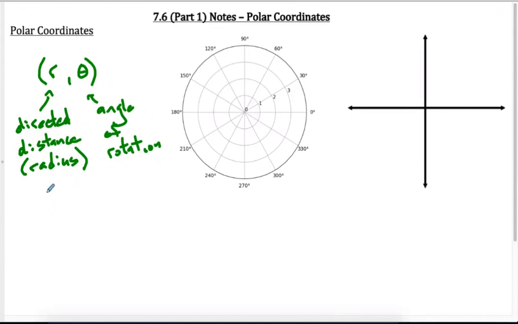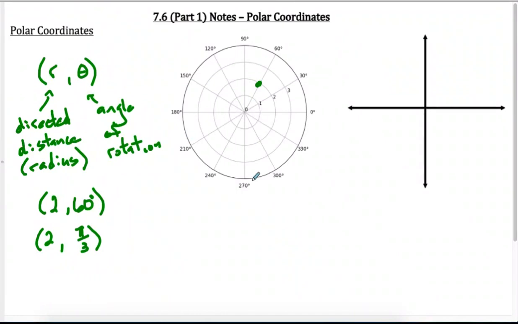So for example, if I wanted to plot the point (2, 60 degrees), we can also represent a polar point in radians. So this same point would be (2, 2 pi over 3). You may see degrees or radians to represent the angle. To plot something like this, we would just go out a distance of 2 and then rotate 60 degrees. So this is where that point would be, the polar point (2, 60 degrees).